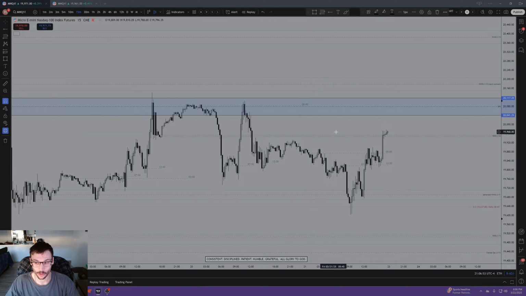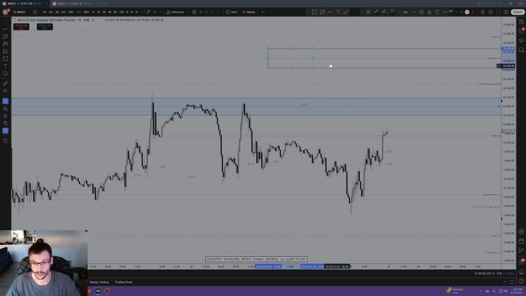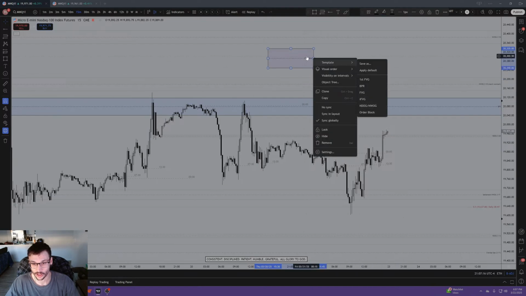Sometimes I put a blue mark on there, or not a blue mark specifically, but I have templates saved. As you can see, I have first fair value gap of the day, balanced price range, fair value gap, inverse fair value gap, new day opening gap, which I'm going to get to in a second, order block. I'm going to finish explaining.